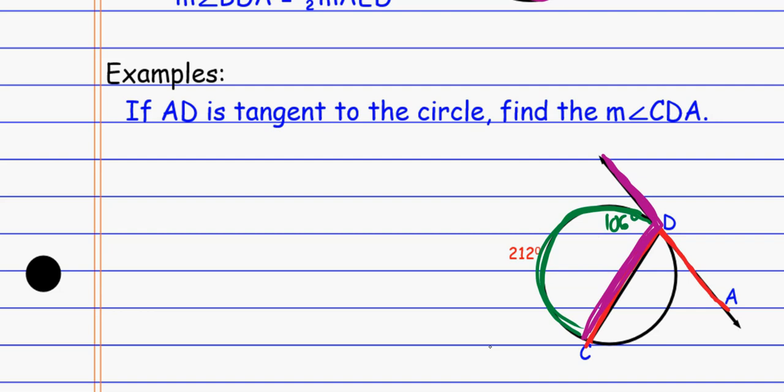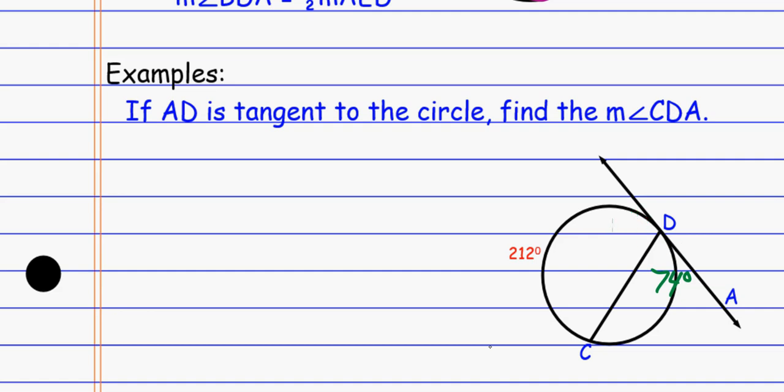Well, now think about it in terms of a linear pair. Let me erase the rest of this stuff. Right here, these two angles together form a tangent line. They form a line, they form a linear pair. So if that one's 106, these have to be supplementary. This guy right here has to be 74 degrees, because they have to be supplementary since they form a linear pair. So the measure of CDA is 74 degrees.